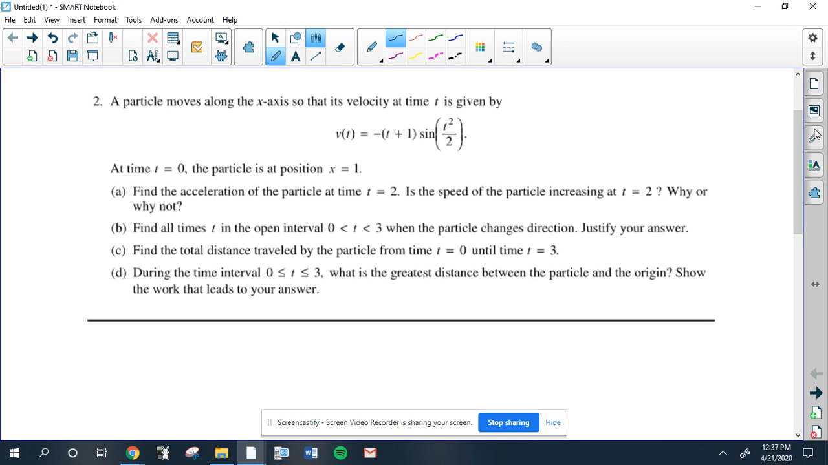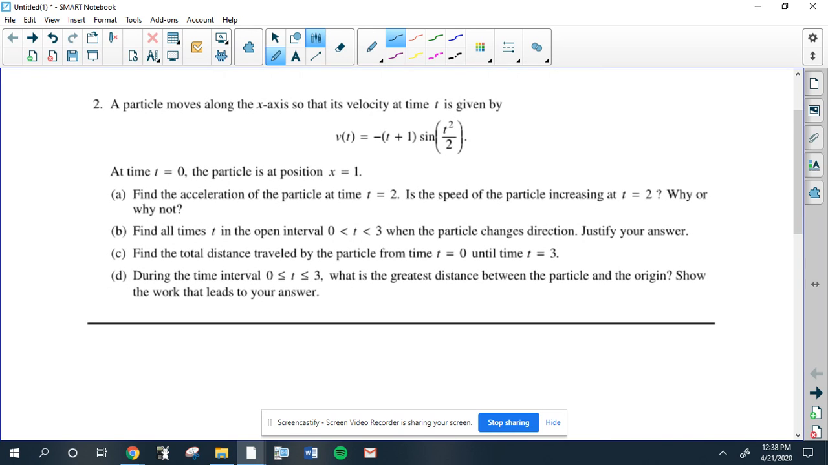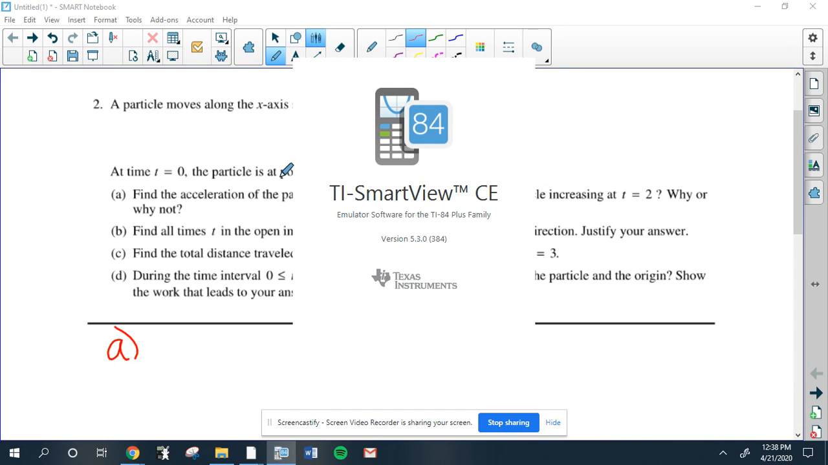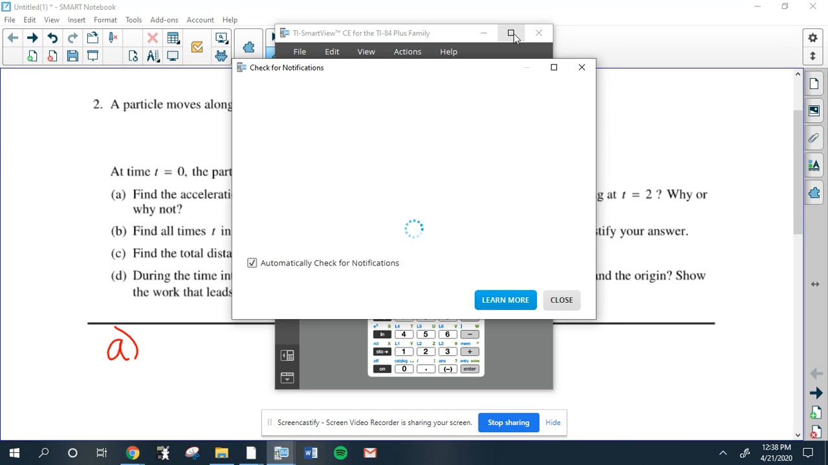Here's the question. A, it says, find the acceleration of the particle at time 2, and it wants to know if the speed is increasing. So this is a legitimate question because it only deals with derivatives. Take my graphing calculator and do this problem entirely with the graphing calculator, I would say.